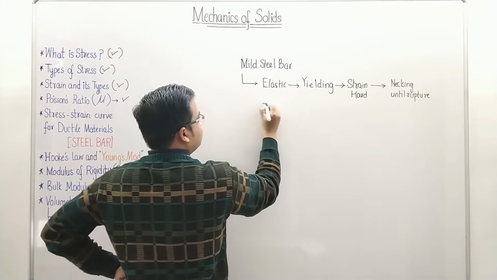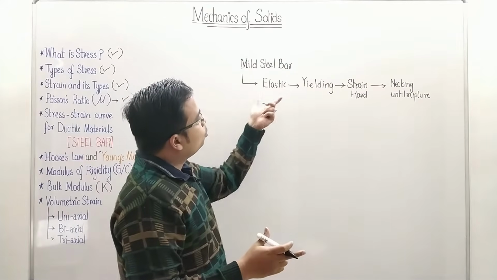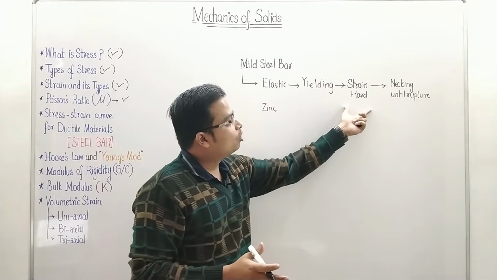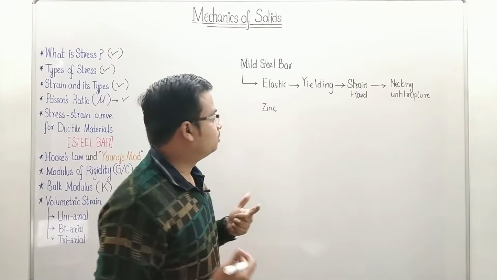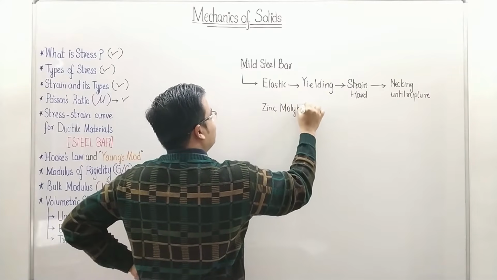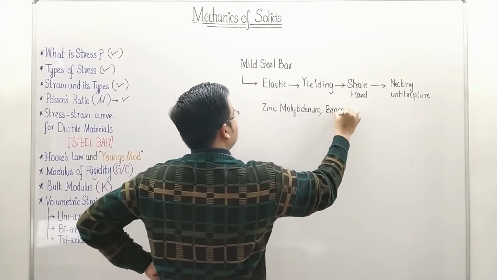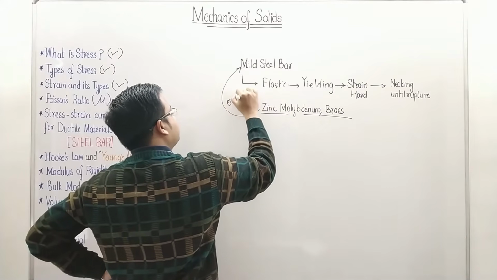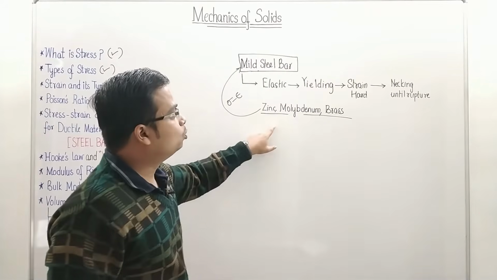Those materials are zinc. If you try to do a tensile test on zinc, that is also going to show you this elastic behavior initially. Then there is going to be yielding, that is at constant stress, followed by strain hardening, and then there is going to be necking until the material ruptures or fractures. Zinc, then there is molybdenum, and also brass. These are the materials which also show the same stress strain characteristic just like a mild steel bar does. But there are some materials which do not follow this.